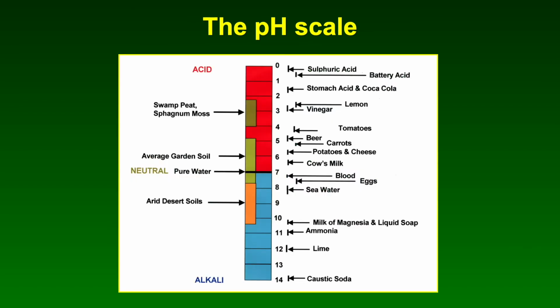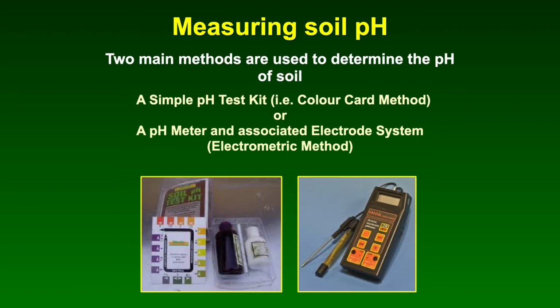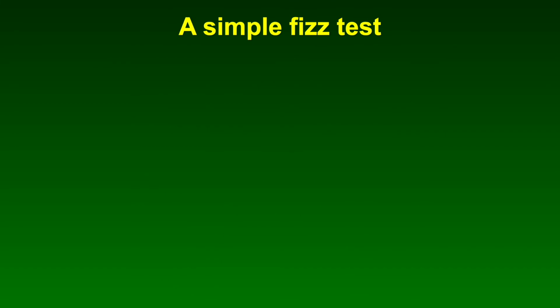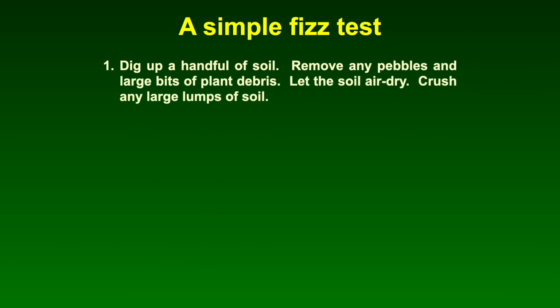This diagram shows the pH range for typical soils, plus the pH of a number of common substances. The pH meter can be complicated to use correctly and to interpret the results. Do this very simple test, and if your soil does not fizz, then it's probably okay for growing plants.